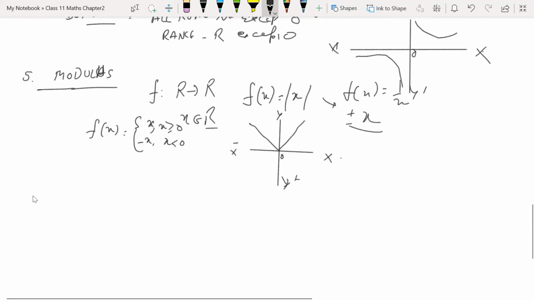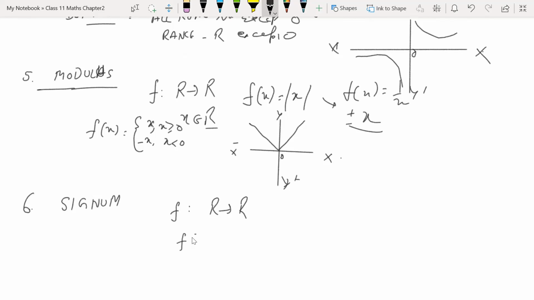And next comes the signum function. The function from R, the set of real numbers, to real numbers, that is the domain and range, is defined by f(x) is equal to 1 if x is greater than 0, 0 if x is equal to 0, and minus 1 if x is less than 0. So this is known as a signum function.